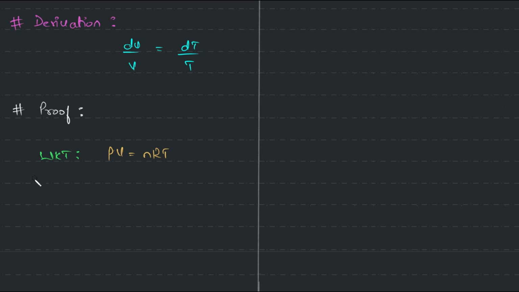Considering P as a constant value. Okay, then we are differentiating.